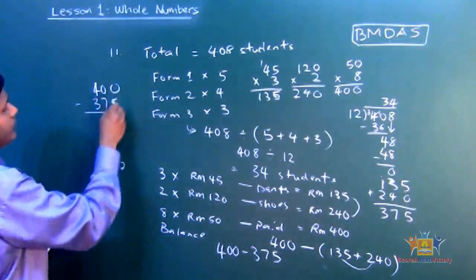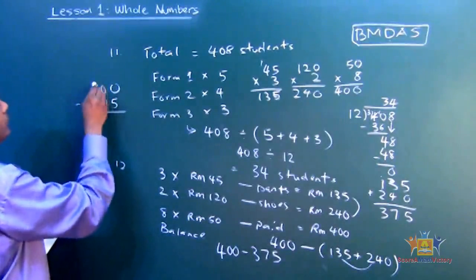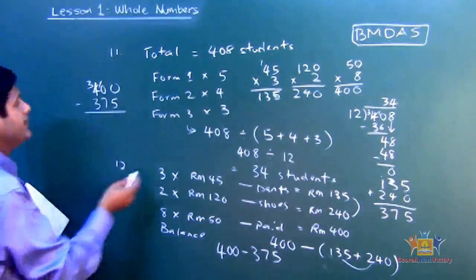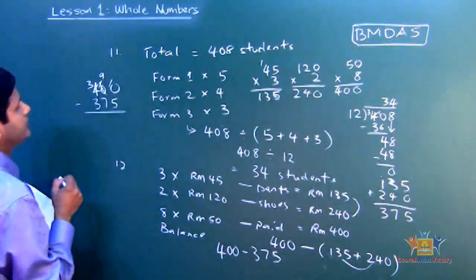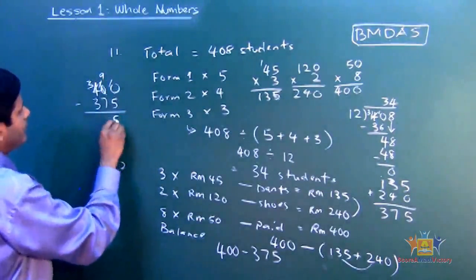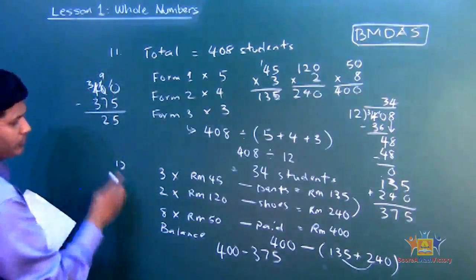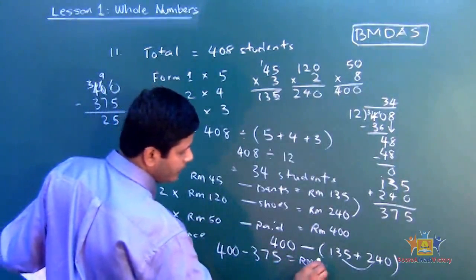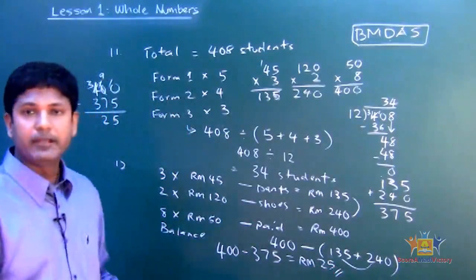0 minus 5, I can't borrow from this one. It says I don't have anything. Look at 4. 4 says yes, I can lend 1. 4 becomes 3 and 0 becomes 10. Now this one says I can lend 1, so 10 becomes 9 and this one becomes 10. 10 minus 5 is 5. 9 minus 7 is 2. 3 minus 3 is 0. So that means the cashier will return 25 ringgits to you, to Rahim actually.